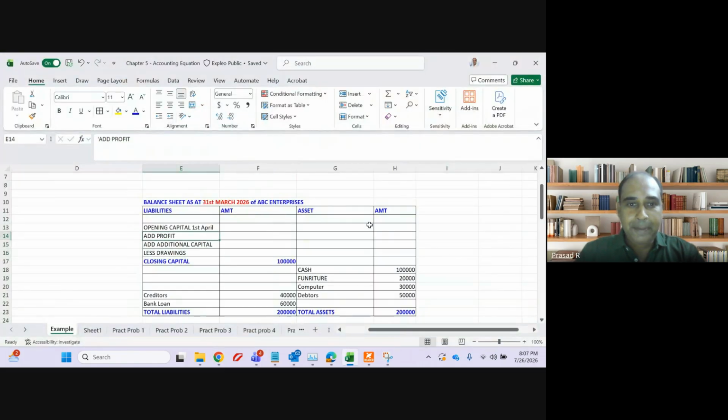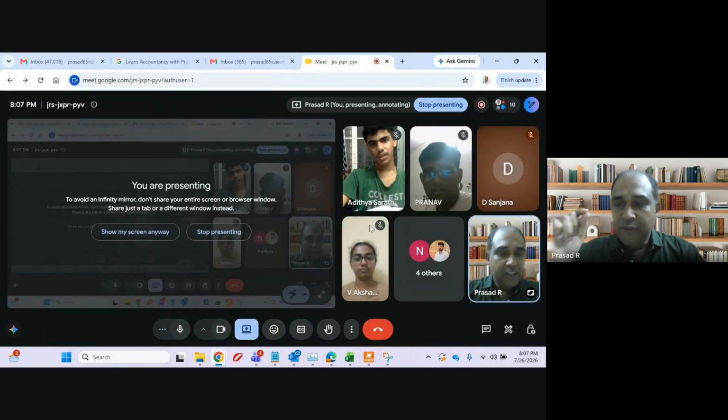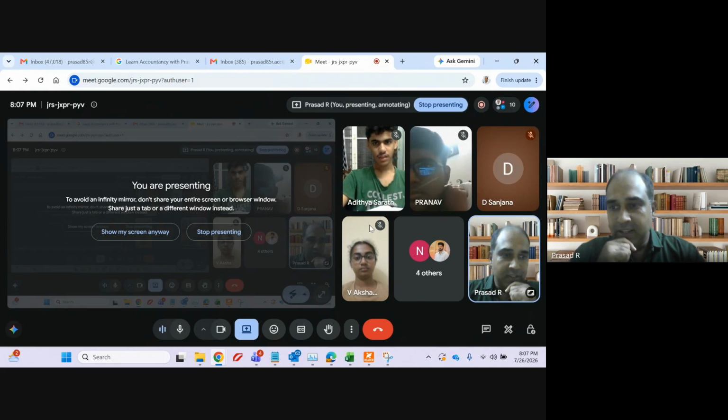So if I have a capital of 80,000 on 1st April, and there is a profit of 20,000, my closing capital will be how much? 1 lakh rupees. So if the balance sheet is on 31st March, the capital that will be there in the balance sheet is closing capital. If the balance sheet is on 1st of April, the capital which will be there is opening capital.